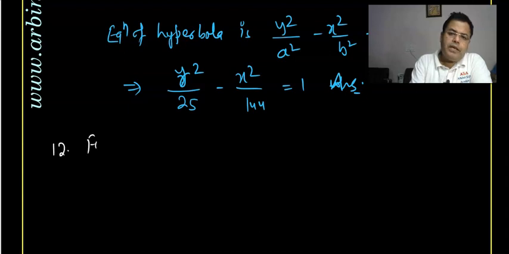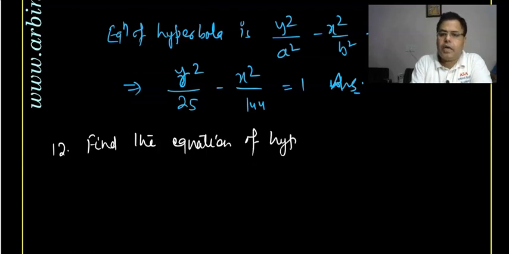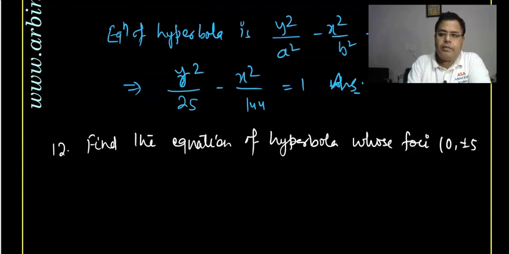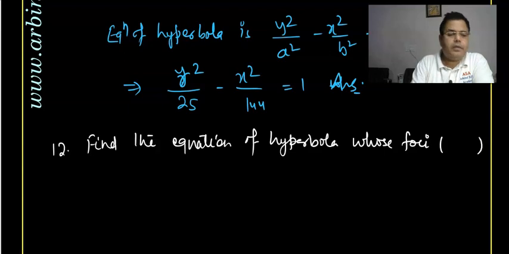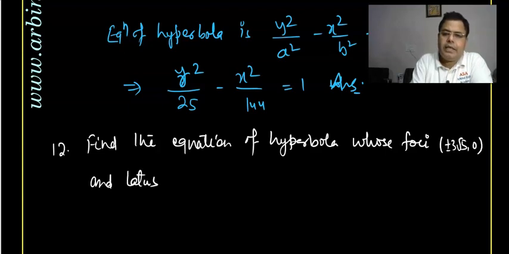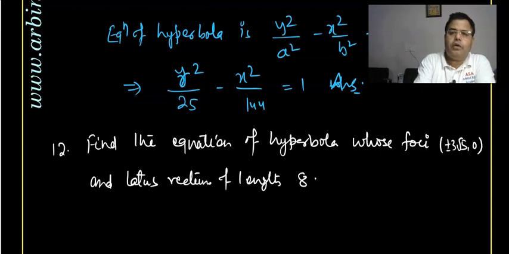Okay, now the next question is question number 12. Find the equation of hyperbola whose foci are (±3√5, 0) and latus rectum of length 8. These two clues are given and we have to deal with this question. So we can write the solution.